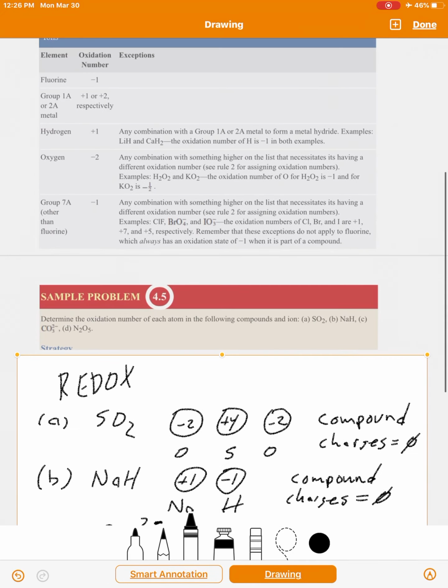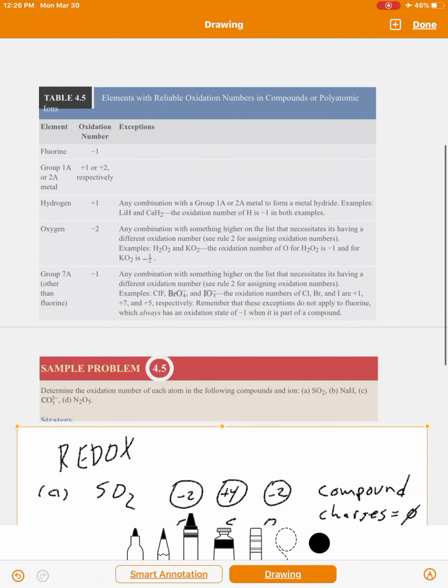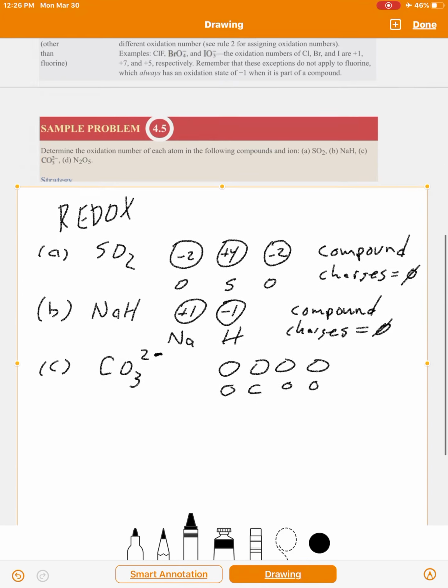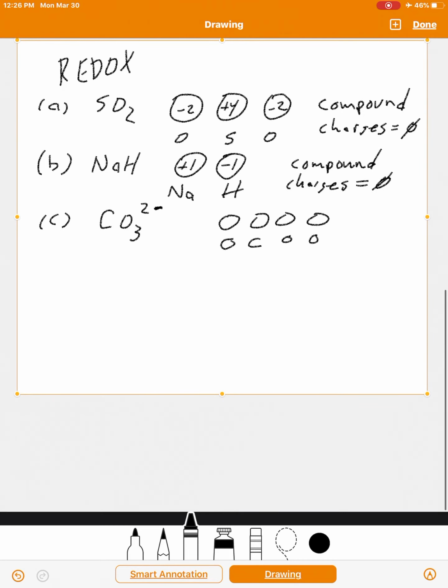Okay, so how do we do this one? Well, we come up and we say, is there a rule for carbon? No, there's no rule for carbon, but there is a rule for oxygen. Oxygen is -2 unless it's some weird thing like peroxide or superoxide. But normally oxygen's -2. So -2, -2, -2. What about the carbon?